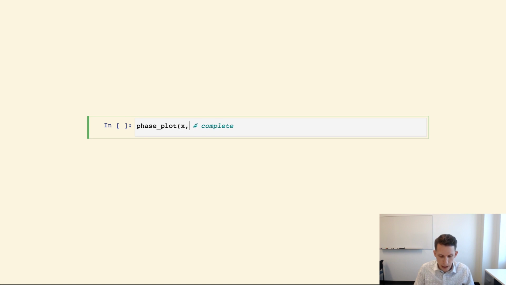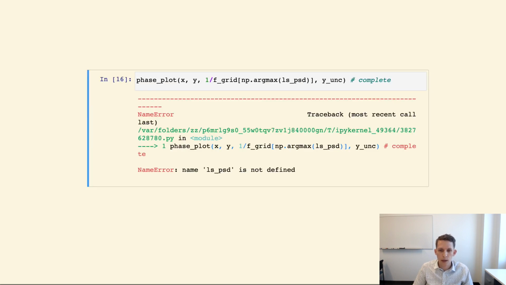We have data x and y. We have a best fit period, which is within F-grid, and we just want to use NumPy argmax. We basically want the maximum value of the PSD. Okay, that's how we get the period. And then we also have some uncertainties on the data. So let's execute that.